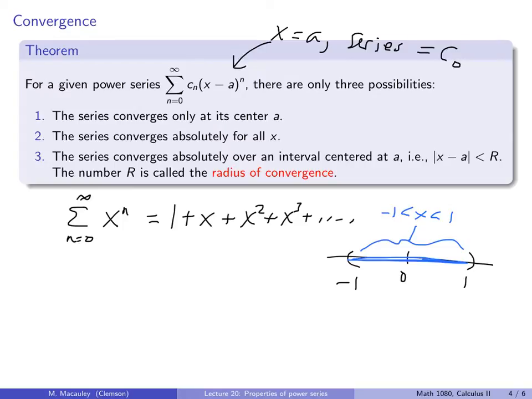And the third possibility is that the series converges absolutely, but not everywhere. This is the case we've seen before, over an interval centered at a. This is the example down here. a is equal to 0, and the series converges over this interval. Mathematically, that just means it converges for all points a distance less than R from the center. So in this case, a equals 0 and R equals 1. This is our center, and R is called the radius of convergence. So every point within a radius big R of the center, the power series is going to converge.